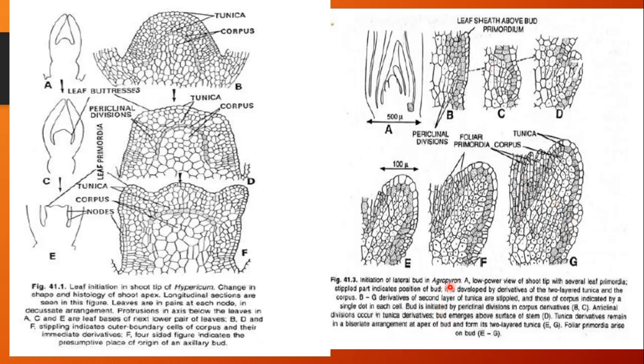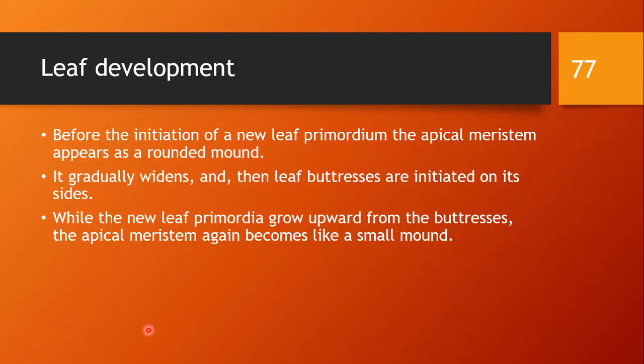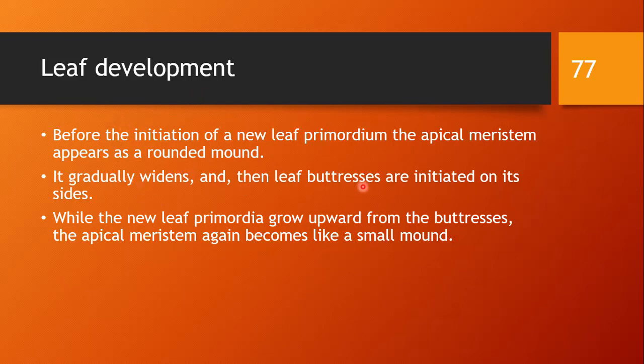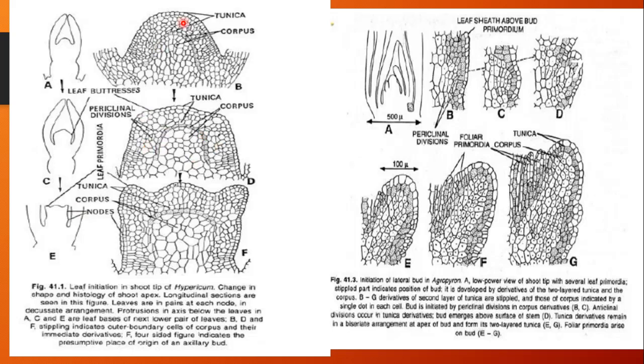So this is the initiation of the lateral bud, and here we are discussing the development of the leaf. Before the initiation of a new leaf primordium, the apical meristem appears as a rounded mound. As we have seen in the previous diagram, before the initiation of the leaf primordia it appears like a rounded mound only. There is no leaf primordia, nothing. It gradually widens, and then leaf buttresses are initiated on the side. As is clear from this diagram, it is a rounded mound, then the divisions occur.